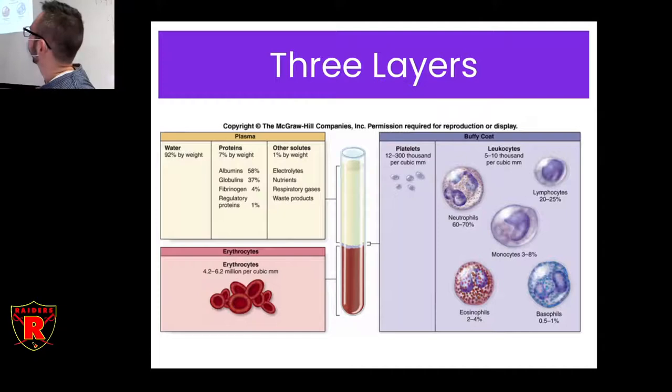So what's in the plasma? Most of it's water. So I mentioned that you sweat it out. When you're sweating out, it's water, mostly. There is a little bit of blood protein in there. That includes things like cytokines. Those are cell signaling proteins. Albumin, globulins, fibrinogen. Fibrinogen is used for clotting. And some regulatory proteins. These are cell signaling molecules. So that makes up a little bit of the plasma, but not a huge percentage. It's about 7% by weight, so not a lot.